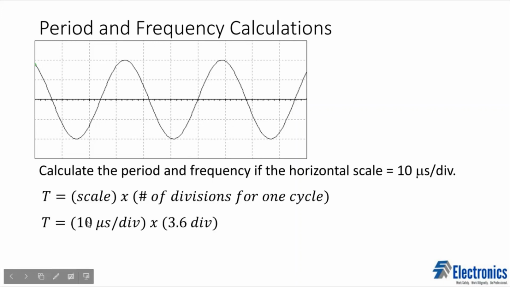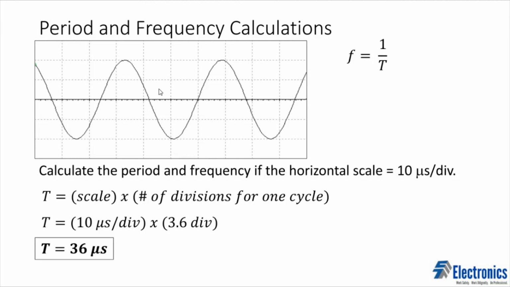Okay, so same thing, 10 microseconds per division times 3.6 divisions. So our period equals 36 microseconds. To find frequency, we're going to use this formula. We're going to input the period, and we're going to get a frequency of 27.8 kilohertz.